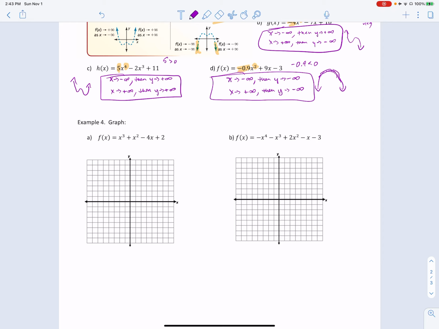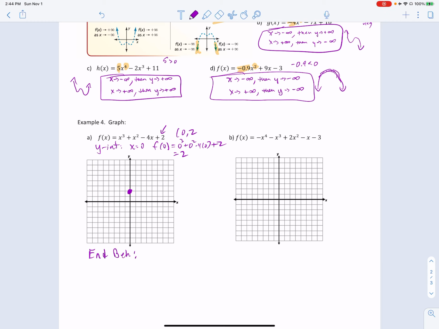And so on this one, the y-intercept occurs when x is 0. So f of 0 is 0 cubed plus 0 squared minus 4 times 0 plus 2. So the y-intercept is 2. So that y-intercept is that point (0, 2). It is this constant. And so there's 1 point already on that graph.